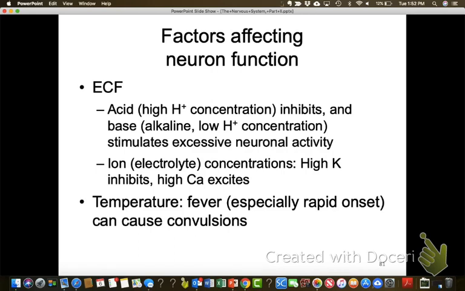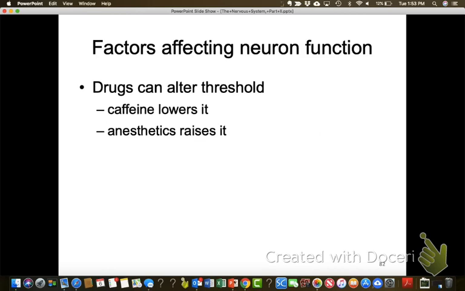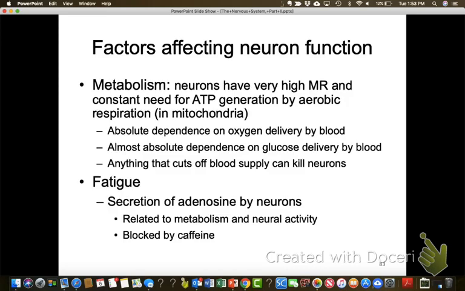Electrolyte concentrations can cause problems. Too much potassium can inhibit, and high calcium can excite. Even temperature changes can affect neuron excitability. When you have a fever, it can make your neurons more excitable and cause convulsions. And obviously there are drugs that can alter neuron function. So caffeine, we said, lowers the threshold, and anesthetics raise the threshold.